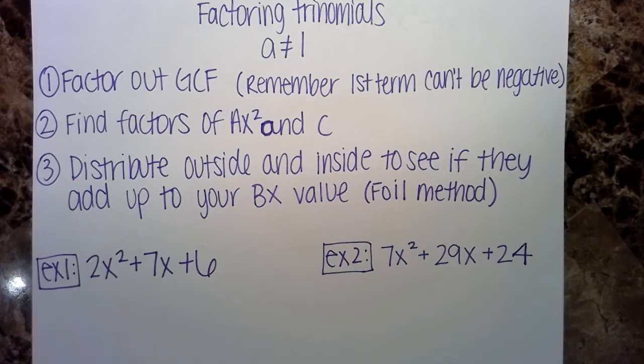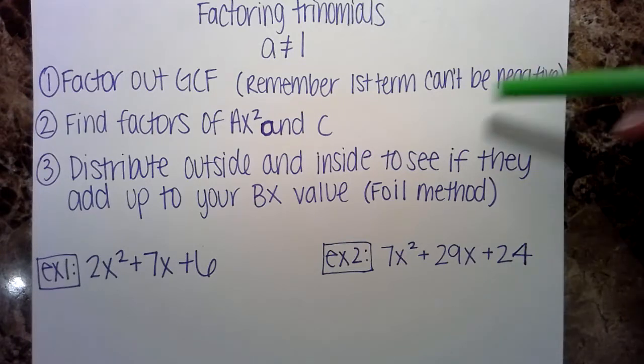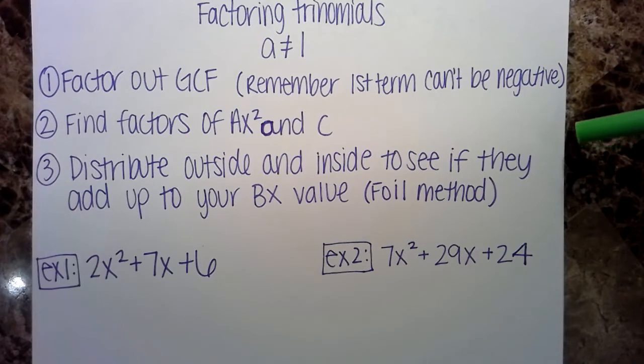To start off, you want to make sure to factor out the GCF. Remember that the first term can't ever be negative, so that would indicate that you have to take out a negative GCF. Also remember that if you only factor out a GCF and can't factor anything else inside the parentheses, it's still considered factorable, so you can't put prime.